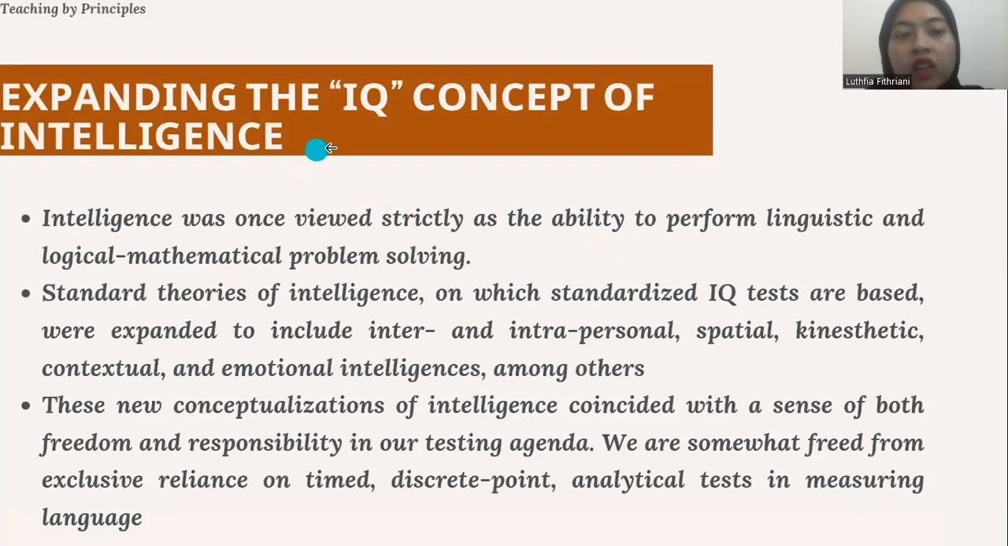The next issue is expanding the IQ concept of intelligence. So, what is intelligence? Intelligence was once viewed strictly as the ability to perform linguistic and logical mathematical problem solving. Standard theories of intelligence on which standardized IQ tests are based were expanded to include inter and intrapersonal, spatial, kinesthetic, contextual, and emotional intelligences, among others. This new conceptualization of intelligence coincided with a sense of both freedom and responsibility in our testing agenda. We are somewhat freed from exclusive reliance on timed, discrete point, analytical tests in measuring language.